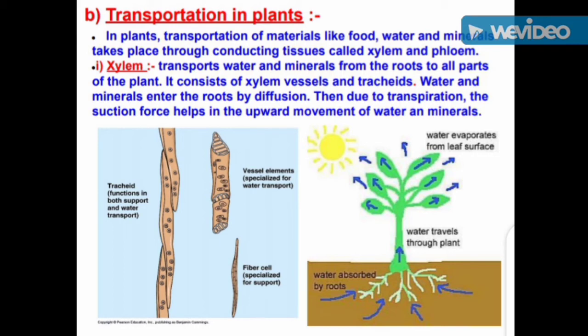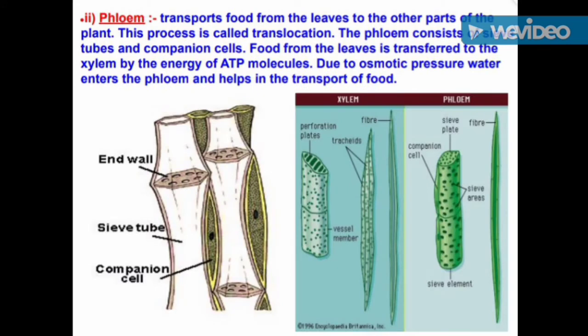Phloem transports food from the leaves to the other parts of the plant. This process is called translocation. The phloem consists of sieve tubes and companion cells. Food from the leaves is transferred to the phloem by the energy of ATP molecules. Due to osmotic pressure, water enters the phloem and helps in the transport of food.